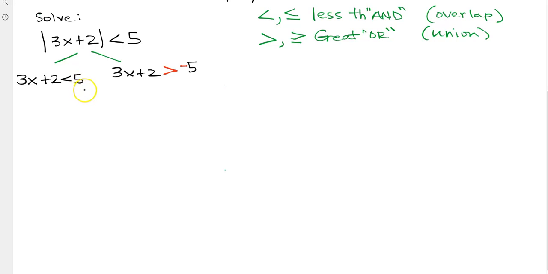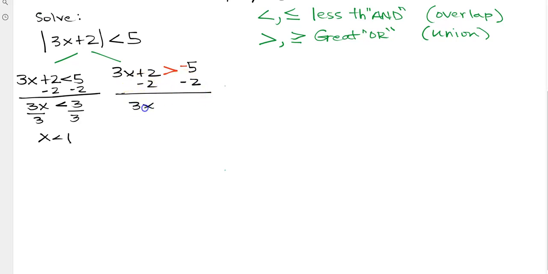And then we'll just solve it like we normally have. So let's do that here. We'll subtract 2 over first. 3x is less than 3. And then we'll divide both sides by 3. So x is less than 1. And then here, subtract the 2 over, get 3x is greater than -7, and then we'll divide by 3. So x is greater than -7/3.